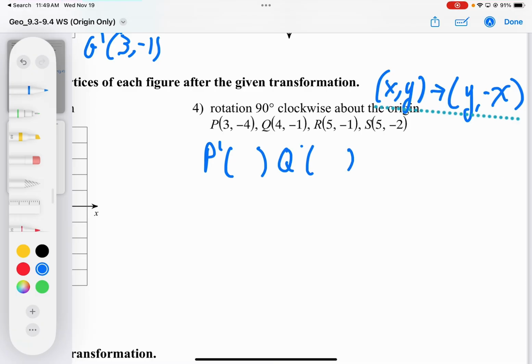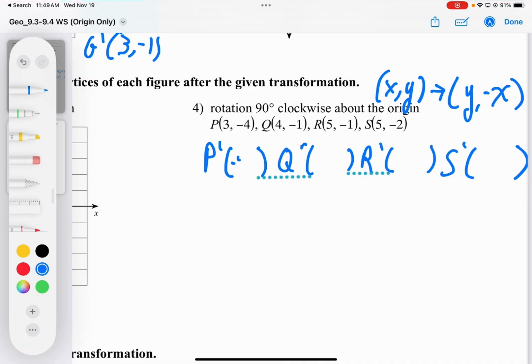All right, so let's come up with all of our new coordinates. P prime. Right now it's at 3, negative 4. I need to swap the coordinates and change the sign of the one that lands in the second spot. So 3, negative 4 is going to become negative 4, 3. But then I need to change the sign of the second one.